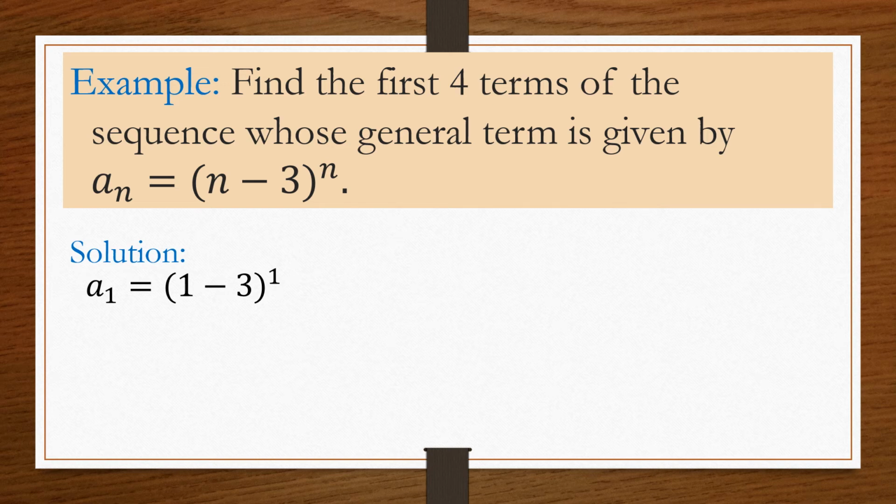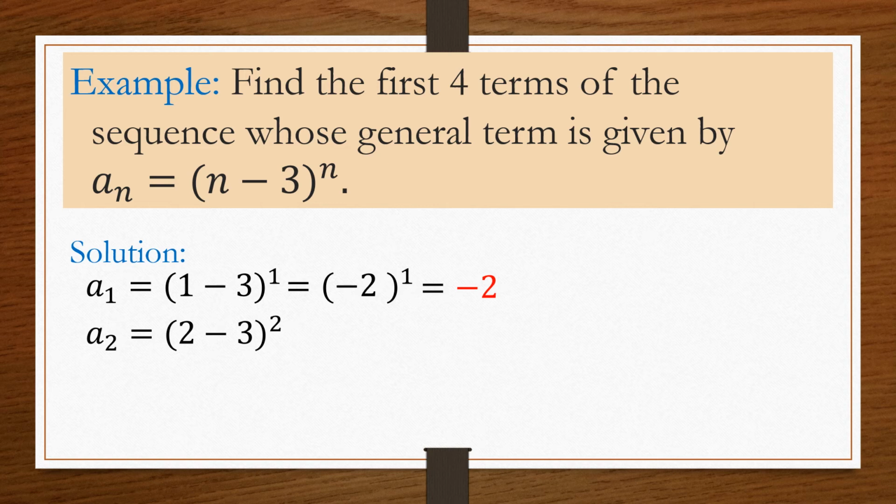So the first one is a sub 1 equals the quantity of 1 minus 3 raised to 1. So that is negative 2 raised to 1, and that is negative 2. For the second term, or a sub 2, we have the quantity of 2 minus 3 raised to the second power, and that is negative 1 squared. Negative 1 squared, we simplify, that will give us 1.